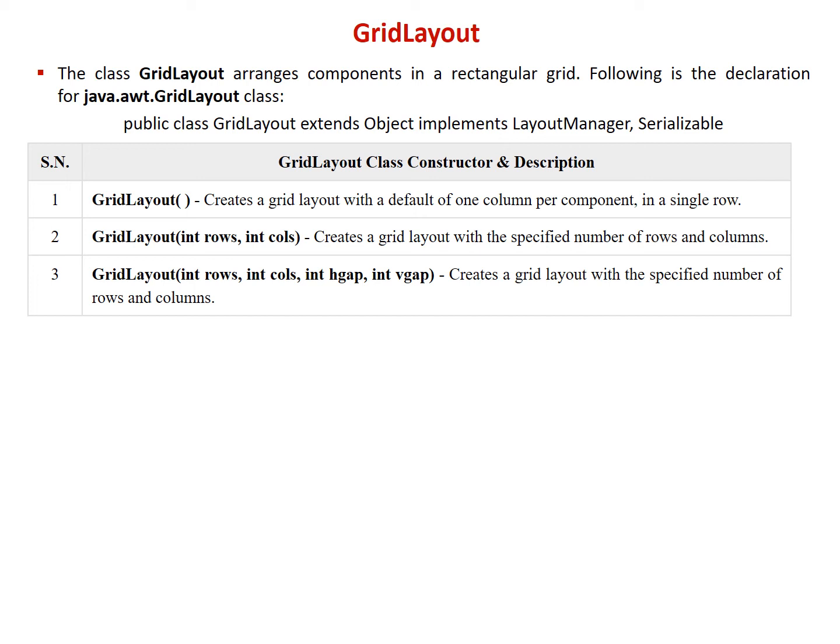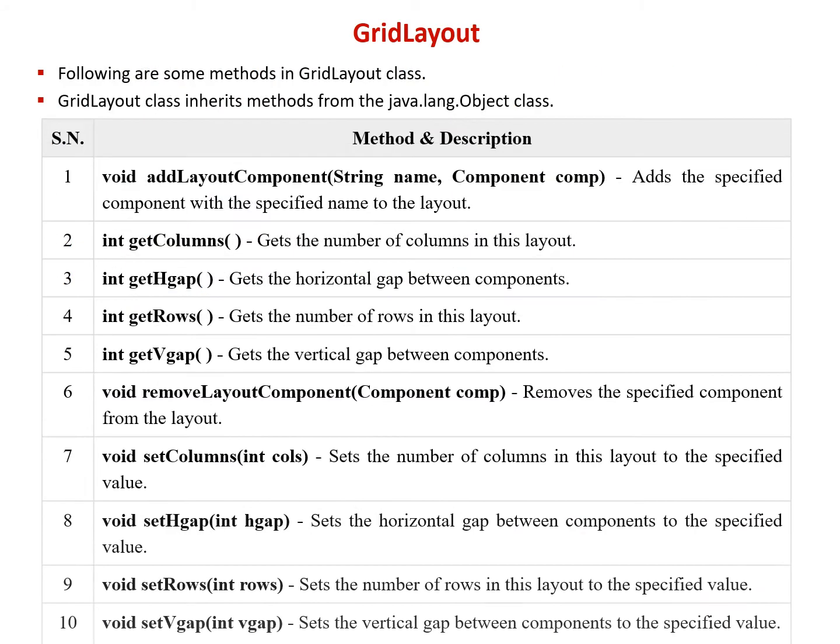Then next is the GridLayout with two integer parameters specifying rows and columns. It creates a grid layout with the specified number of rows and columns. And one more is GridLayout with four integer parameters, of which the first two specify the number of rows and number of columns, and the next two specify the horizontal gap and vertical gap. Following are some methods in the GridLayout class.